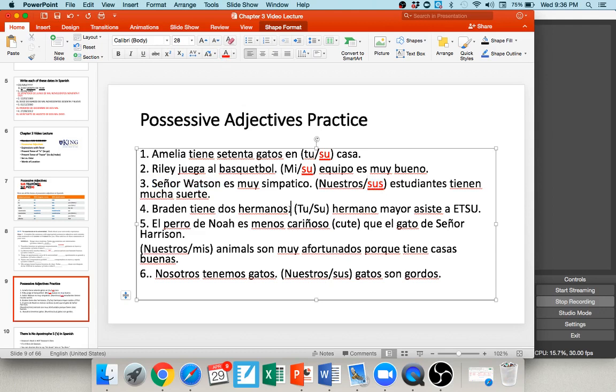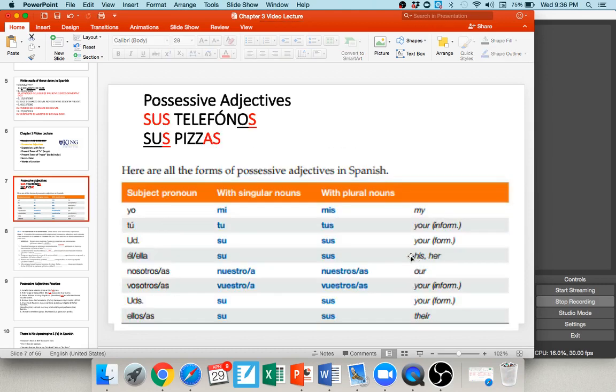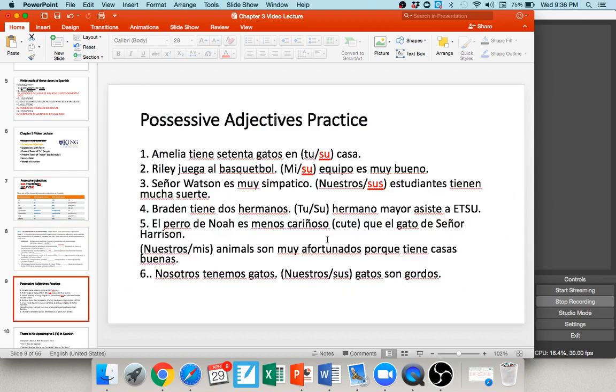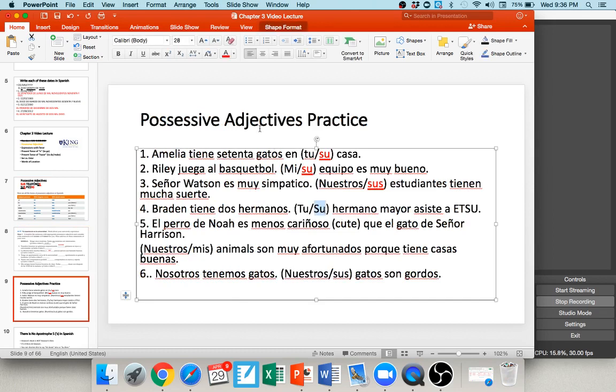Number 4 tells us that Braden tiene dos hermanos. Braden has 2 brothers. Either tu or su hermano mayor asiste a ETSU. So Braden has 2 brothers. Your older brother attends ETSU, or his older brother attends ETSU. Because Braden would be he, we want to say that his brother, so our options are su or sus, and in this case, we want to use su because brother, hermano, is singular. So su hermano mayor asiste a ETSU.